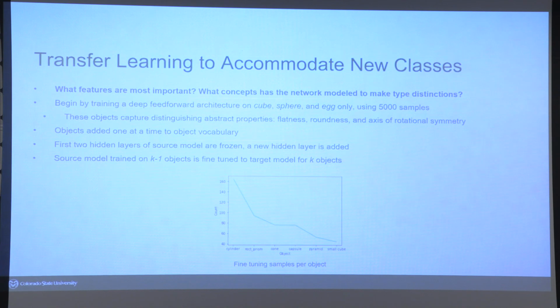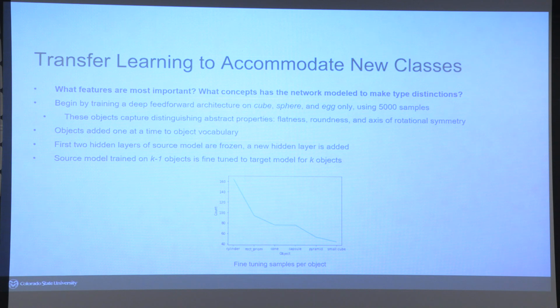So what we then do is we're trying to figure out what features are most important. That is, at a high level, what concepts has the network modeled to make these distinctions. So we take an iterative approach. We begin by training a standard feed-forward architecture on just a subset of the objects, in this case, cube, sphere, and egg. One kind of canonical flat-sided object and a canonical round-sided object, and one that is round but also has one of these axial distinctions. After we train this, we then add one object class at a time to the vocabulary, and we freeze the first two hidden layers of the source model and add another layer to conduct further learning. So the source model is going to be trained on k-1 objects and then fine-tuned to a target model with k objects.